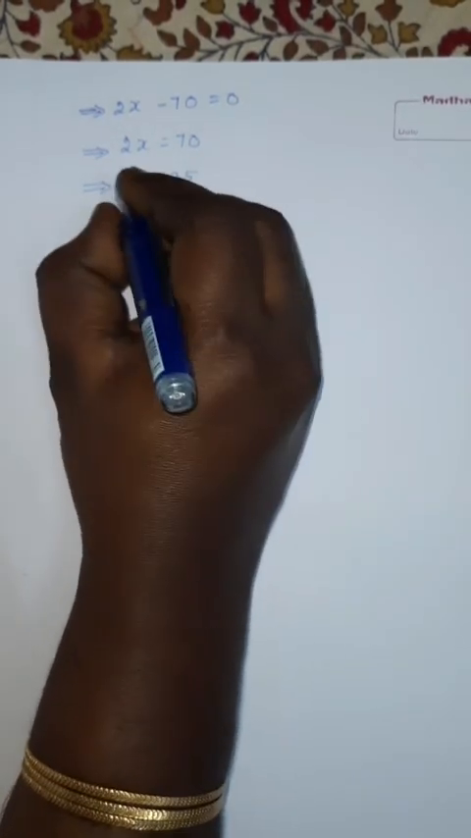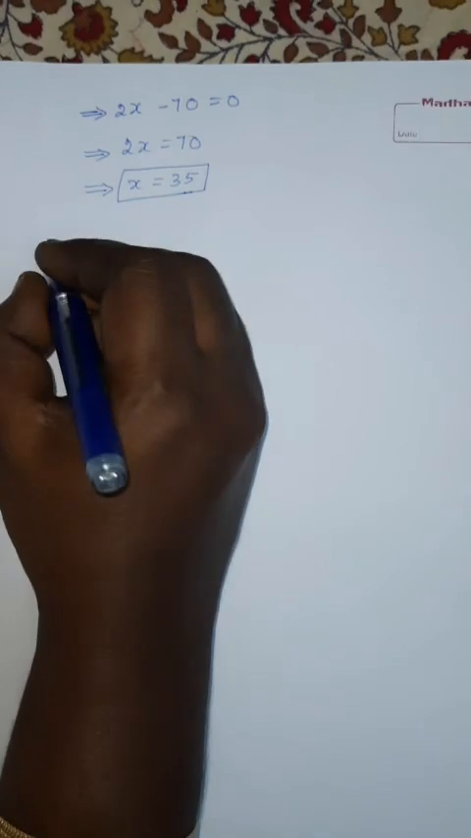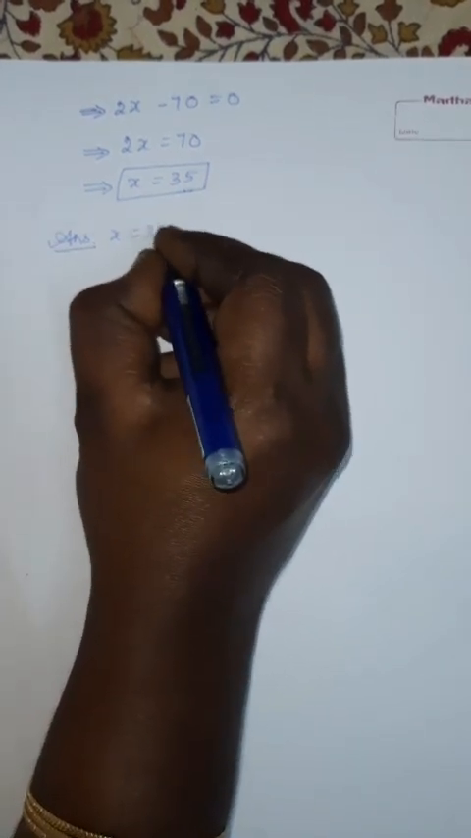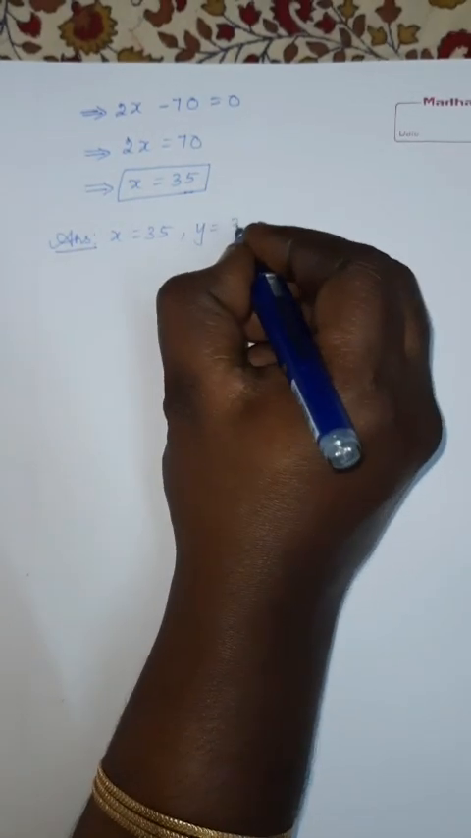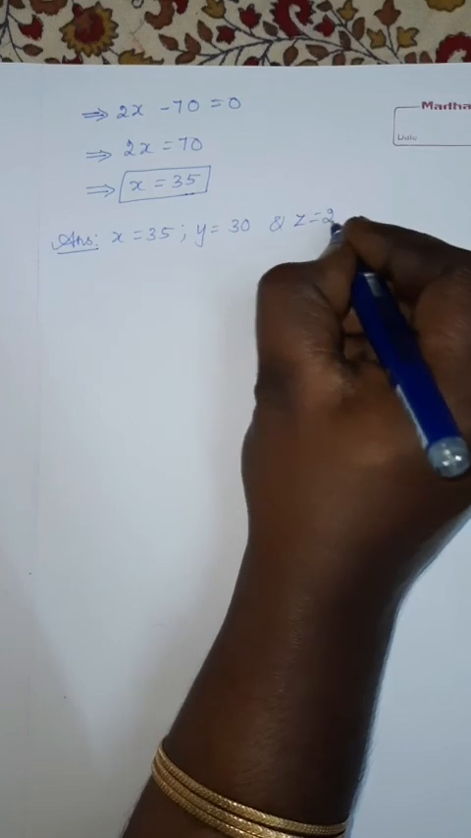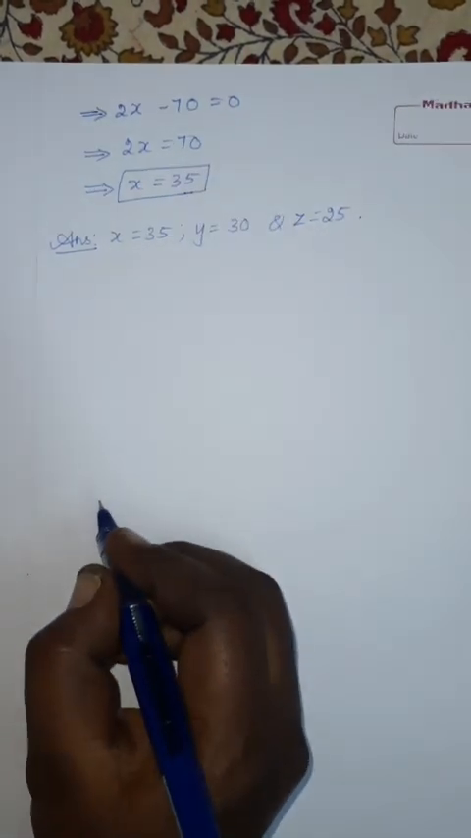Okay, so we got the x value, y value and z value. We can write the answer. x is equal to 35, y is equal to 30 and z is equal to 25. Okay, are you all clear?